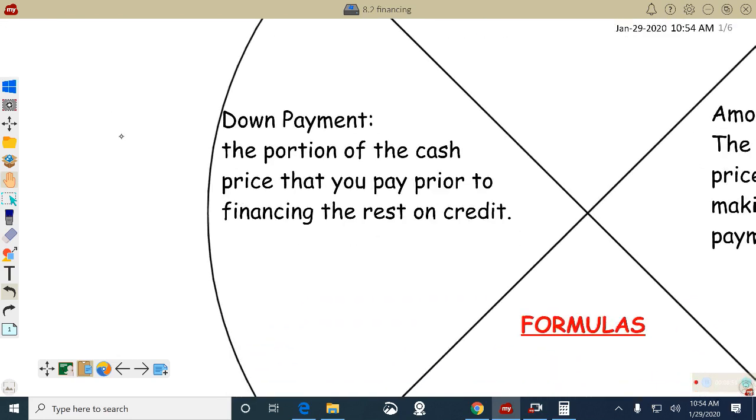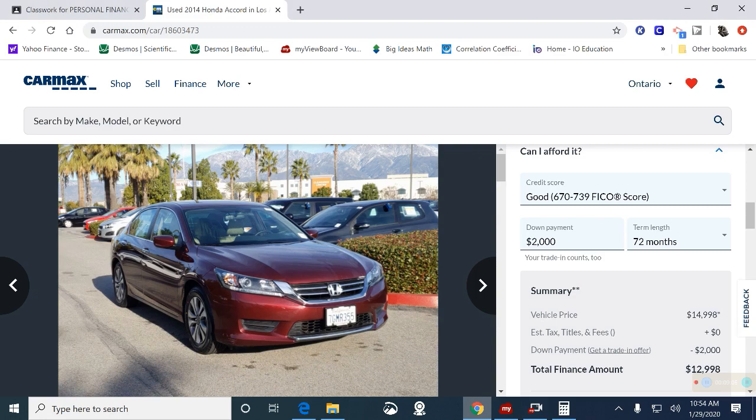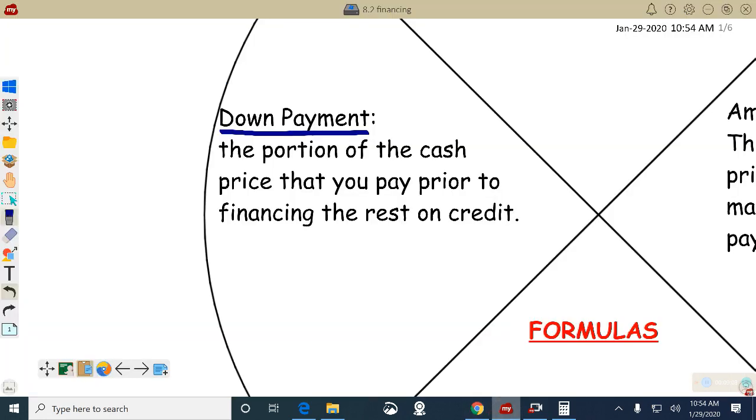Is a down payment. You've probably heard of the word down payment before. The portion of the cash price that you pay prior to financing the rest on credit. So when we were buying this car, the down payment was $2,000. Okay? Again, financing means you're going to pay off the loan in little bits and pieces every month.